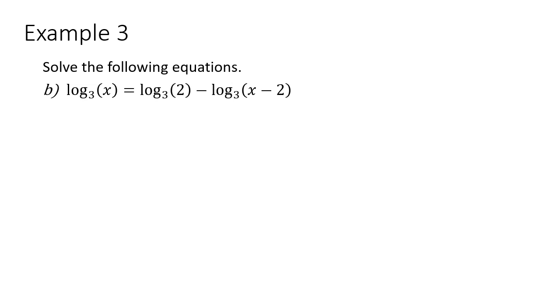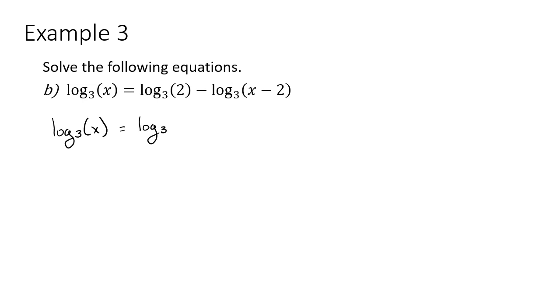So let's take a look at another one. In part B, we've got log base 3 of x is equal to log base 3 of 2 minus log base 3 of x minus 2. So once again, the first thing that we need to do is get a single logarithm on both sides of the equal sign. So on the left-hand side, we're good. We've got log base 3 of x.